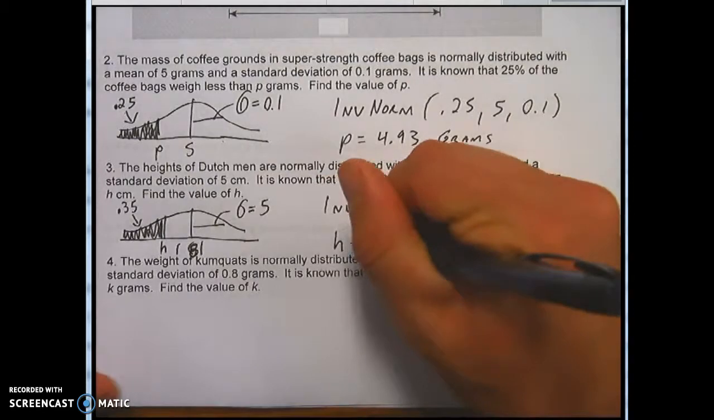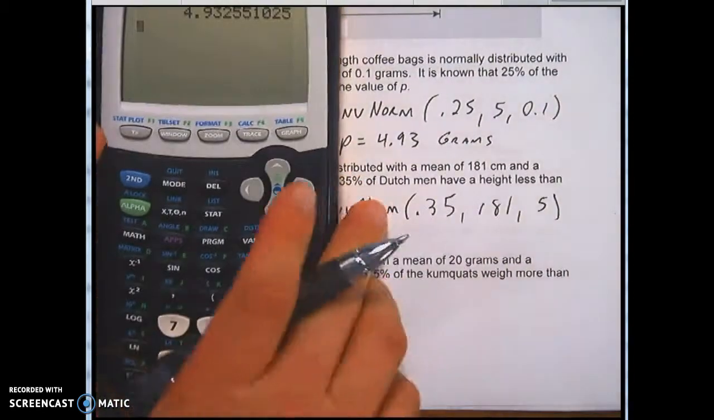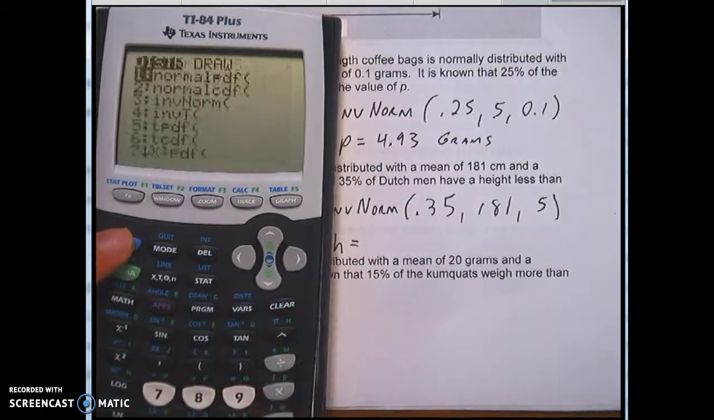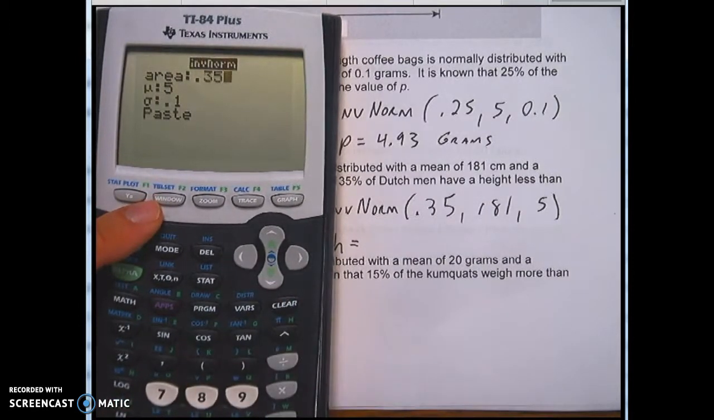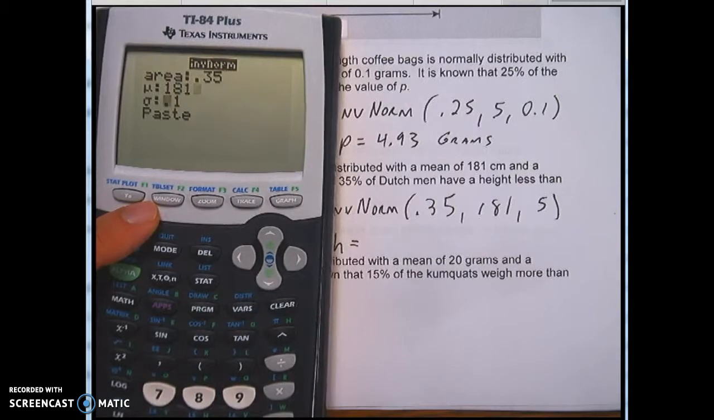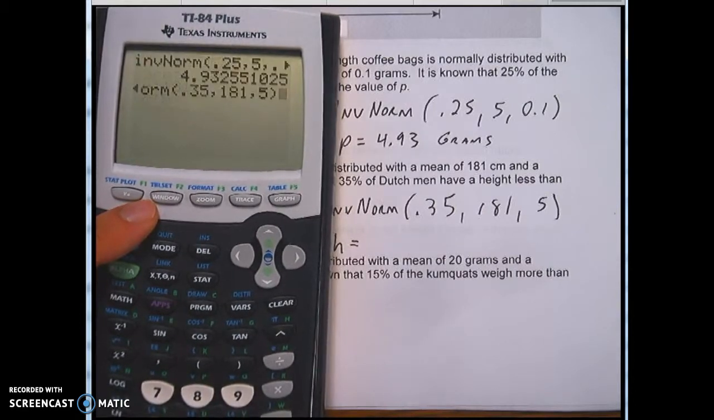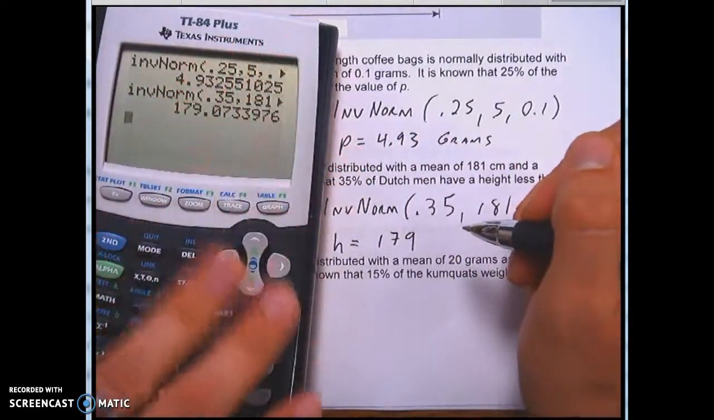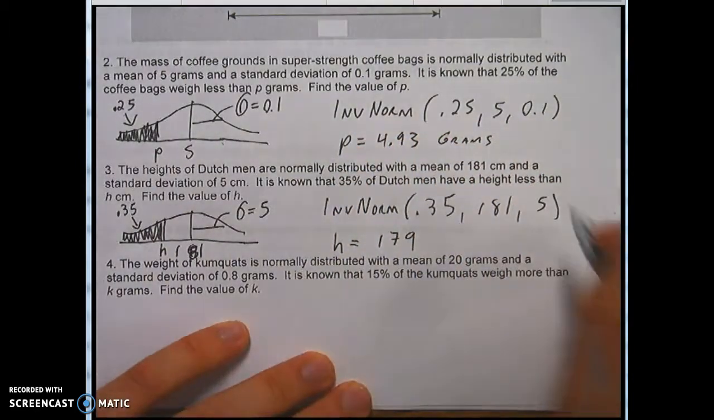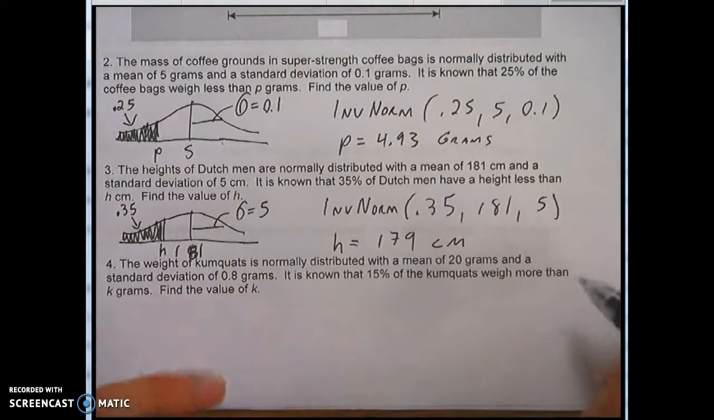So that value of h for height, second vars 3, 0.35, 181, and 5. That's going to be 179 to 3 significant figures, and the units on that is centimeters.